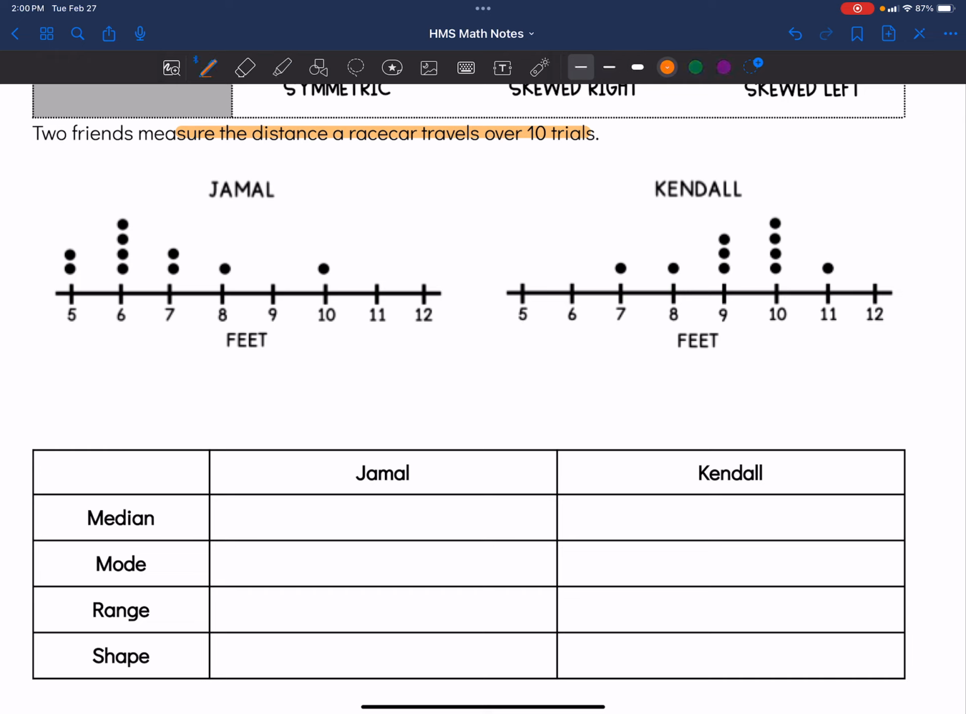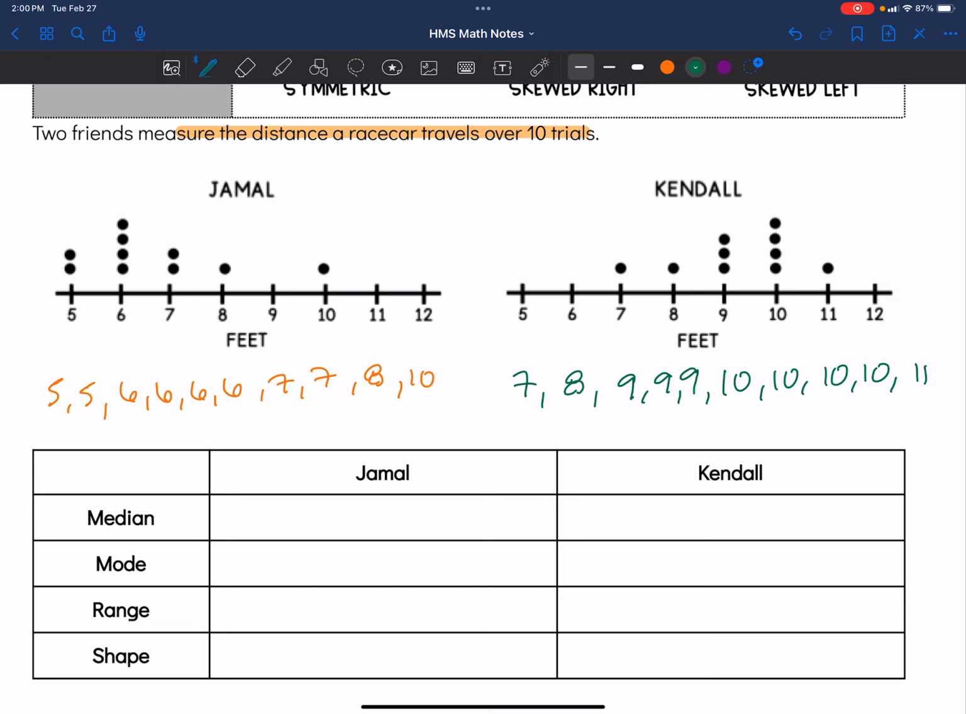All right, the first thing I'm thinking I should do is pull off this data from the dot plot. So I have one five, four sixes, excuse me, I burped. I have 2 sevens, an 8, and a 10. For Kendall's, I start at 7. You know what, let me use a different color. I have 1 seven, 1 eight, 3 nines, 4 tens, and 1 eleven.